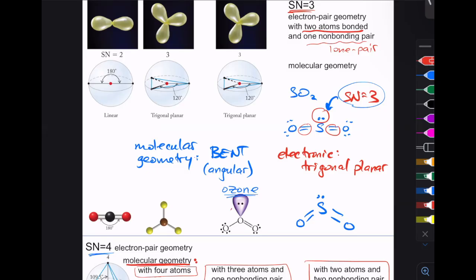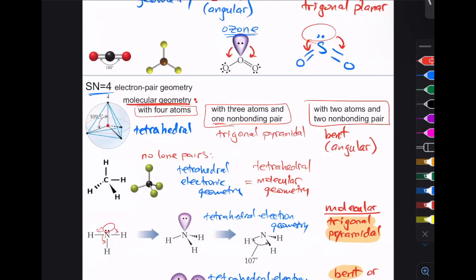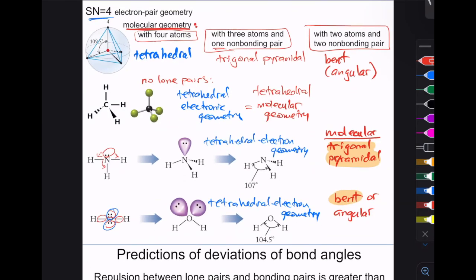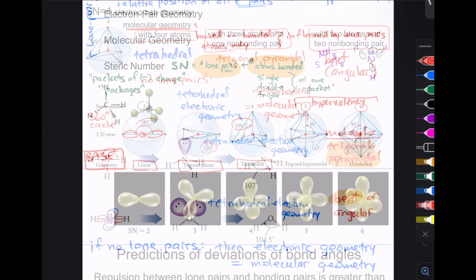Right? We still have repulsion occurring here. And then, of course, we went over this slide already, so I'm not going to go over this again. This is now showing you all of the other variations that you get when you have a steric number of 4. All of the examples on this slide, all of these molecules have a steric number of 4.